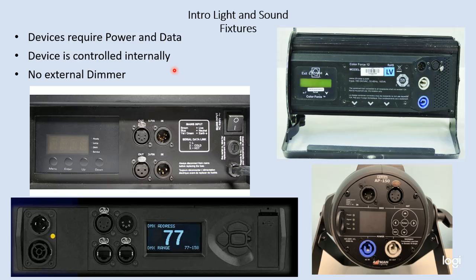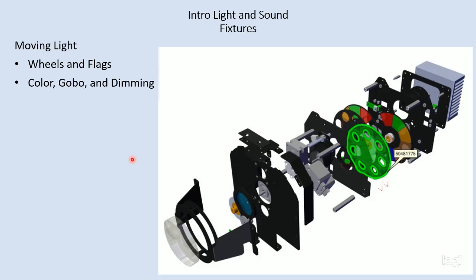The devices have electronics on board that interpret digital signals from the light board to control all of the features that are on board. Let's look at the optics of a moving light. This is sort of the nuts and bolts of even a fairly simple moving light. You would start in the back with the lamp, and the lamp is then going to have a reflector that aims its light, and it passes through a series of wheels.